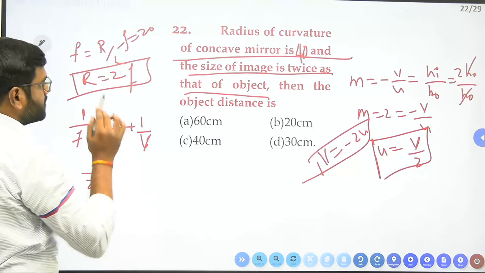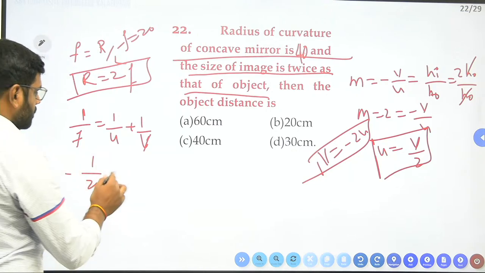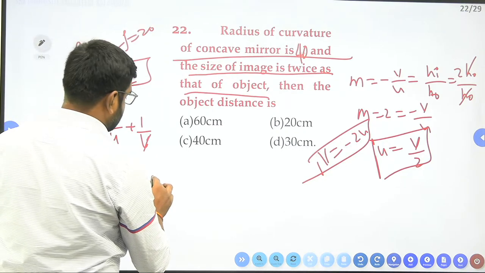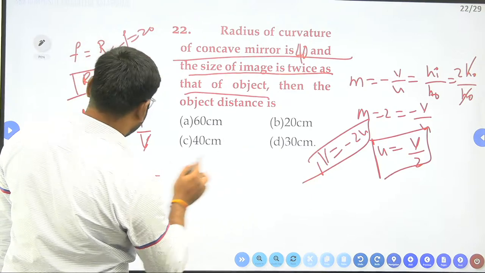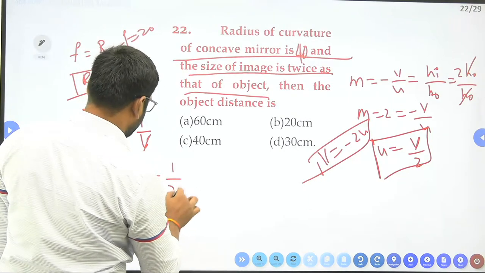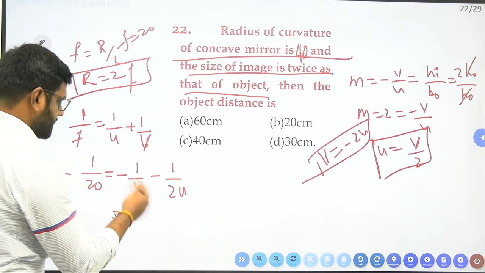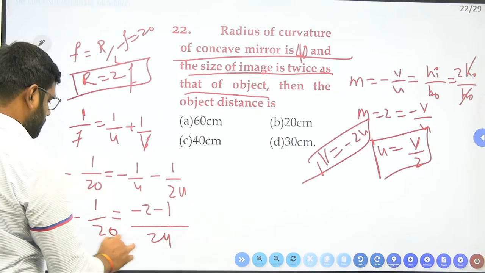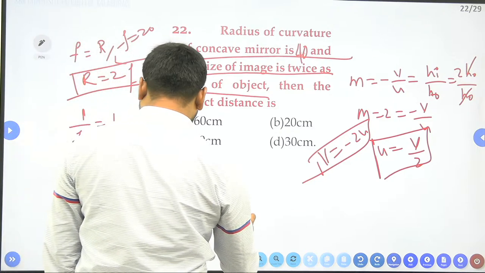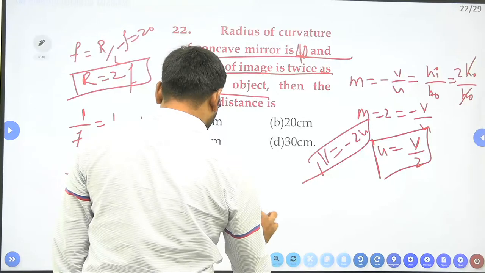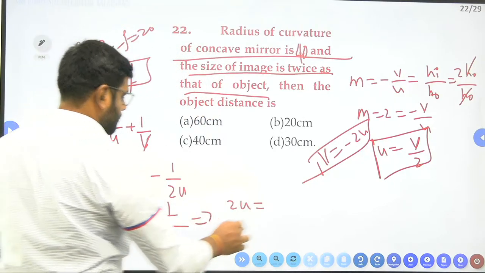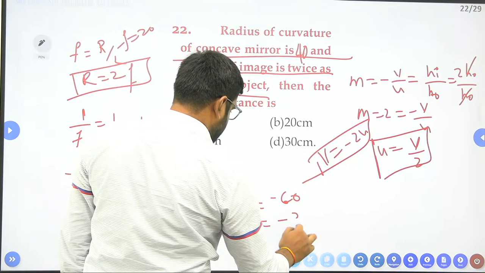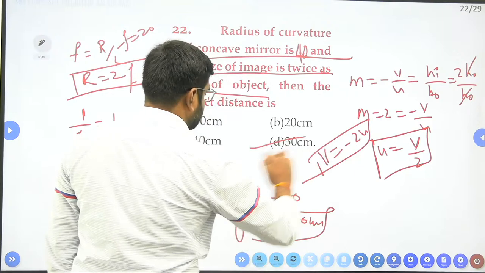Write down 1 by 20. Which mirror is it? Concave mirror. Focal length will be negative. So that is equal to minus 1 by u, and minus 1 by v, minus of minus, 1 by 2u, right, it is as it is. So here if I take minus 2 minus 1 divided by 2u, so minus 1 by 20 is equal to minus 3 by 2u. So 2u is equal to minus 3 into 20. How much will you get, beta? That is 60. So the object distance will be minus 60 by 2, that is minus 30. 30 centimeters is the object distance.